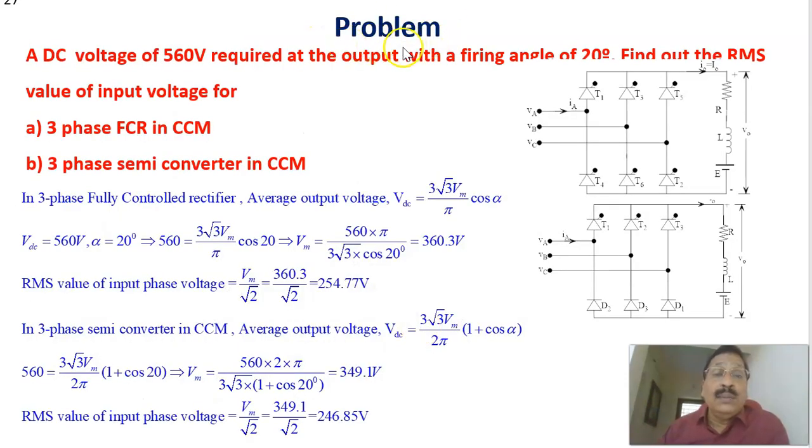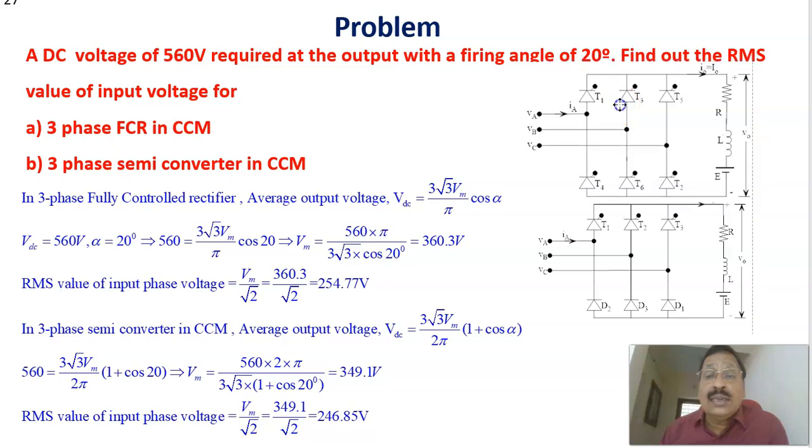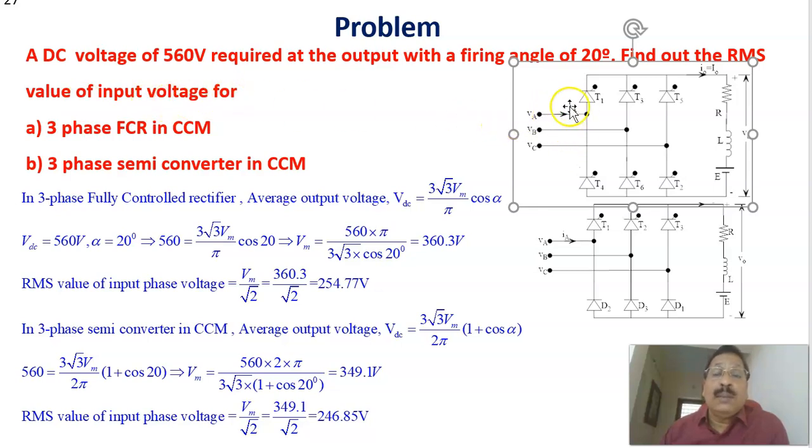Now let us see a problem in which a DC voltage of 560 volt is required at the output, that is across the load. You require 560 volt here, and the firing angle is equal to 20 degree for this thyristor. Find out the RMS value of the input voltage. What should be the voltage to be applied here? Of course, the RMS value of the input voltage.